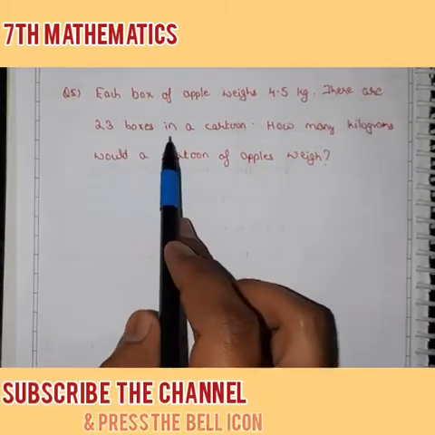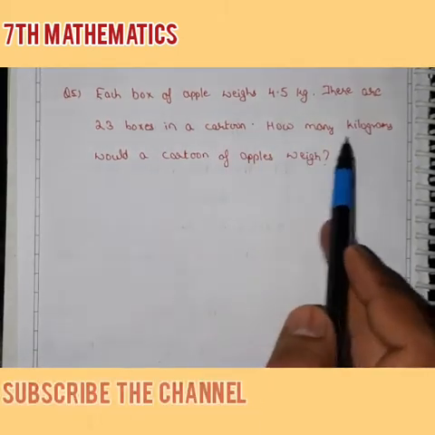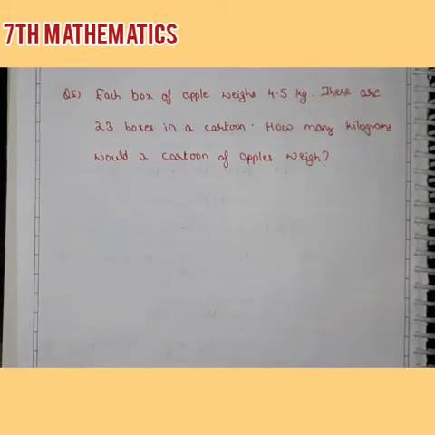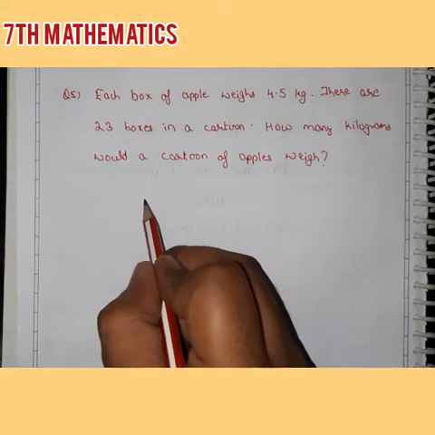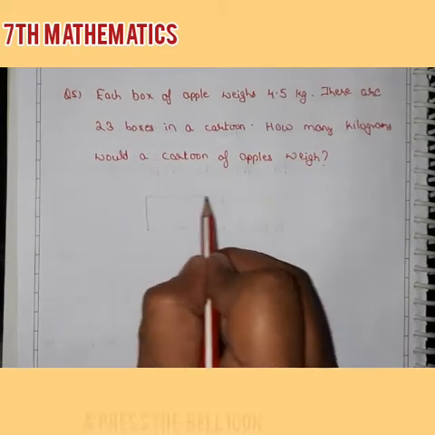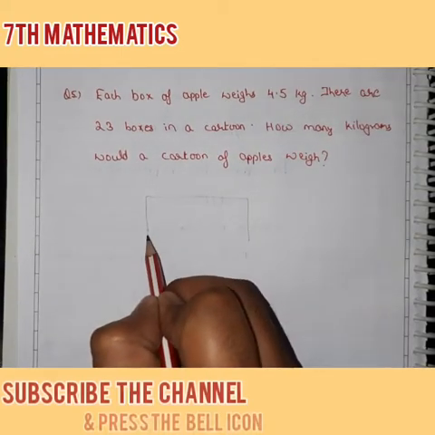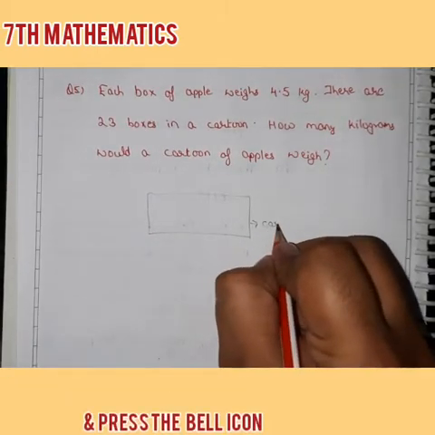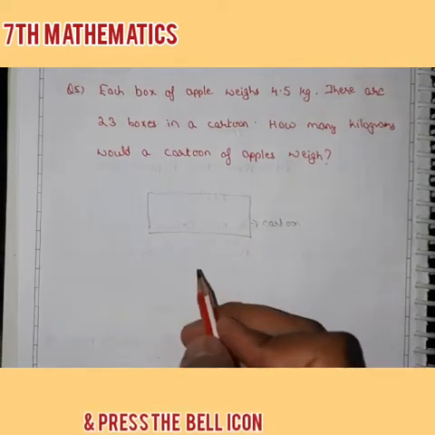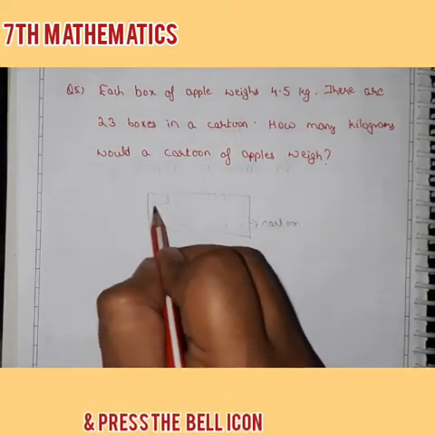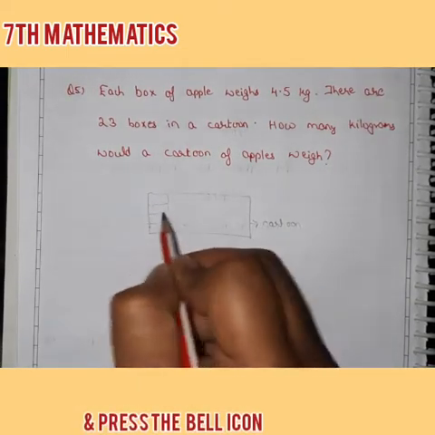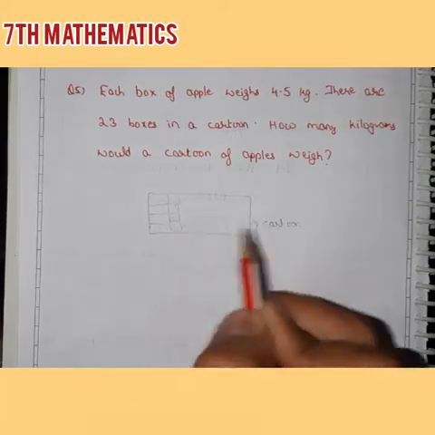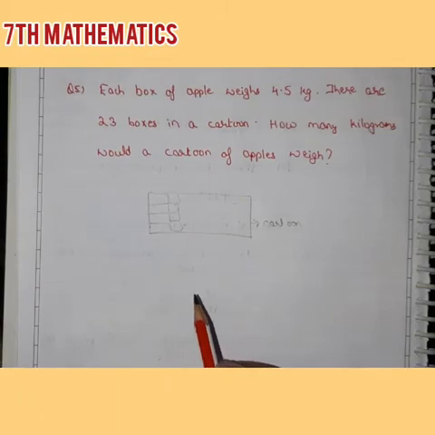Next question is, each box of apple weighs 4.5 kg. There are 23 boxes in a carton. How many kilograms would a carton of apples weigh? See, in the question it is saying what? Understand the question. There is a carton. For example, suppose this is a carton. Now in this carton there are 23 boxes. Suppose like this 1 2 3 4 5 6 7 8 and so on. There are 23 such boxes.